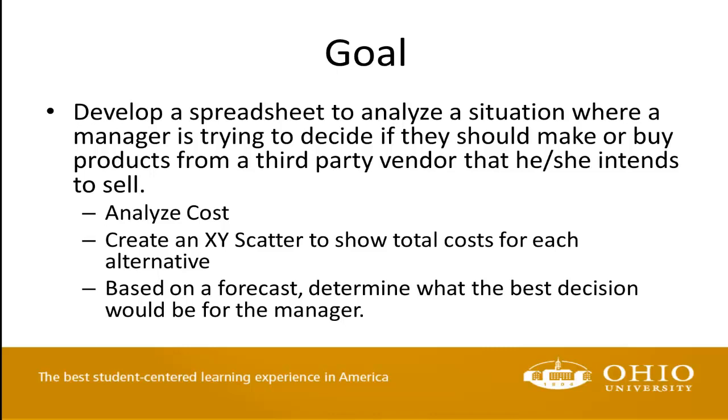Okay, with this exercise, we're going to develop a spreadsheet to analyze a situation where a manager is trying to decide if they should make or buy products from a third-party vendor that he or she intends to sell. We plan to analyze the cost figures that we're given. We're going to create an XY scatter to show both costs. And we're going to make a decision based on the forecast that we have from perhaps a consultant that we hired to tell us what the forecasted demand would be for our new product that we'd like to launch.